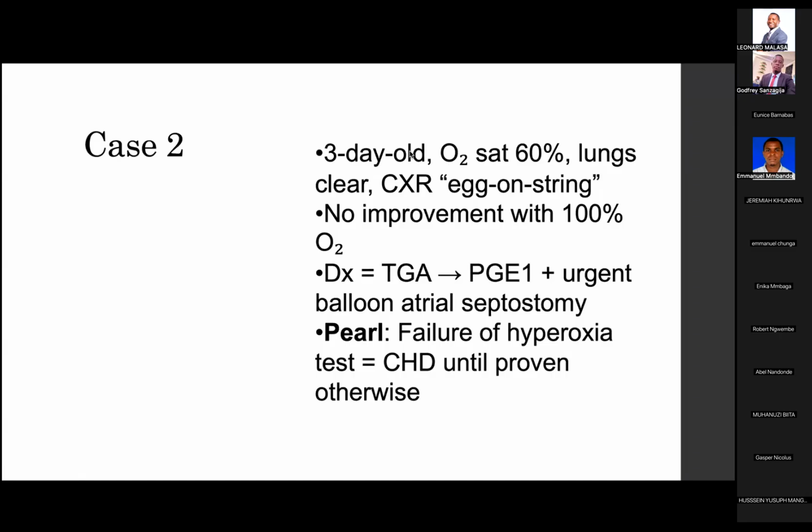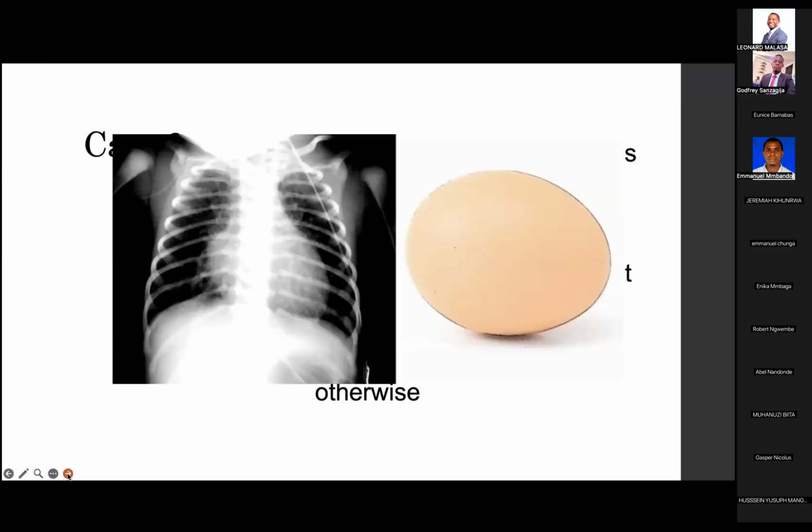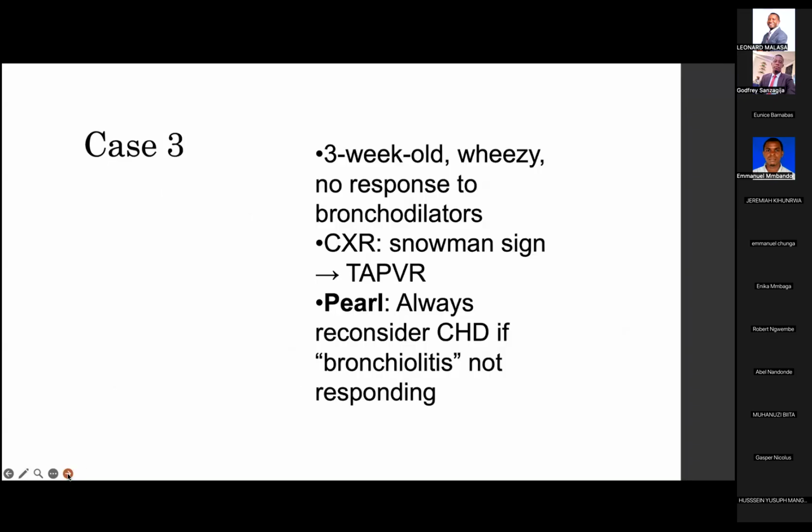Here you would also want to think about it if the patient presents to you at less than 1 month with this kind of ductal dependent lesion, then prostaglandin E1 will help. And then an urgent balloon atrial septostomy is what you do. The pearl is that failure of the hyperoxia test equals congenital heart disease. Now, let me show you the egg on a string, just have your imagination ready. Now think of this as an egg on a string. Okay, this is the string and this is the egg. So that's for transposition of the great arteries.